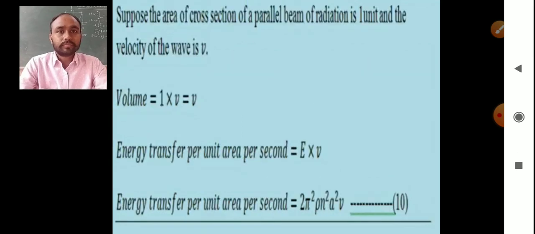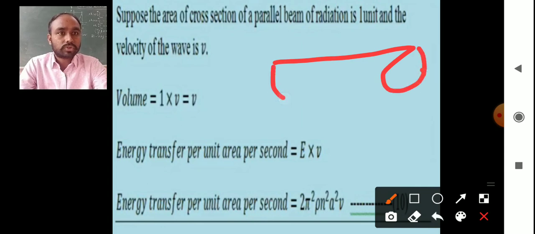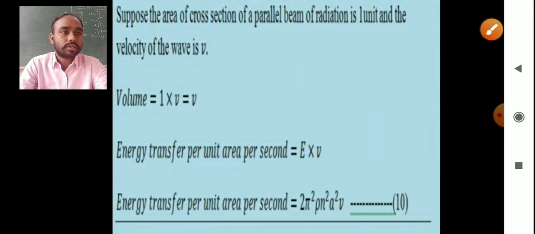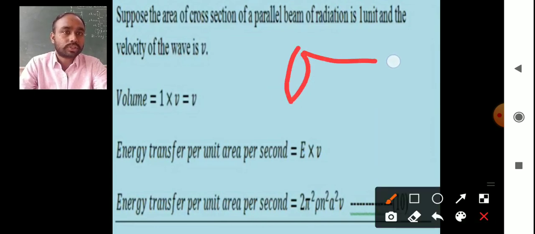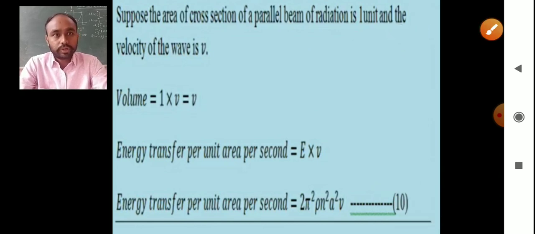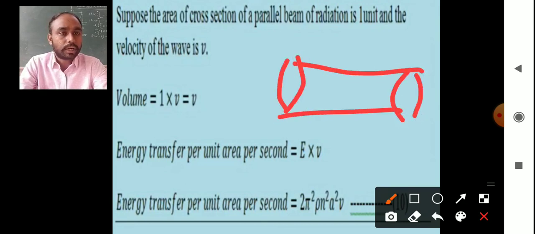And lastly, let us suppose the area of cross section of a parallel beam of radiation is 1 unit and the velocity of the wave is v. Let us consider that the wave is traveling in this direction through this cross-sectional area of 1, with velocity v. So when we have to find the volume of this parallel beam, simply, how much is the velocity into the area of cross section.